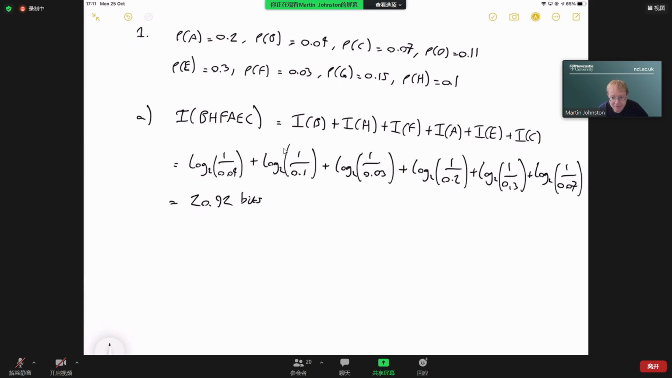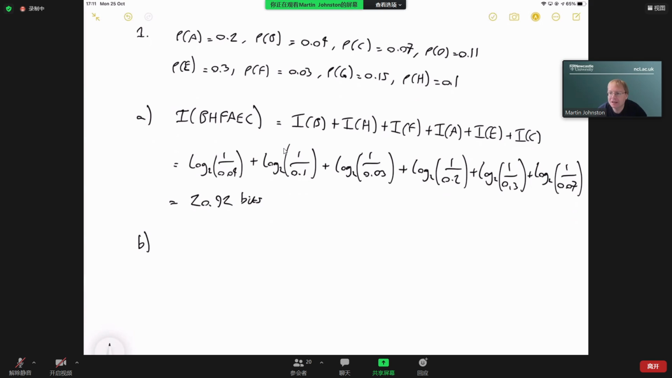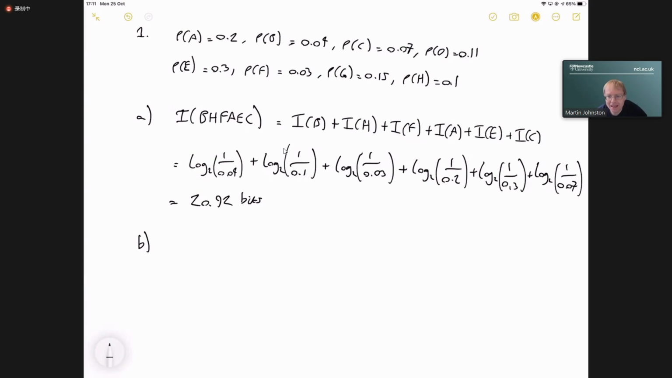So part B, the source entropy. That is the average information of the source. That's basically where we are generating an infinite number of random symbols between A and H, and calculating the average information per symbol. If we take an extremely long sequence of random letters, add the information together, and divide by the number of letters, it will converge to an average value, which is the entropy.